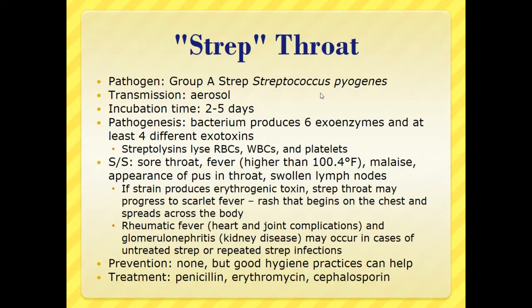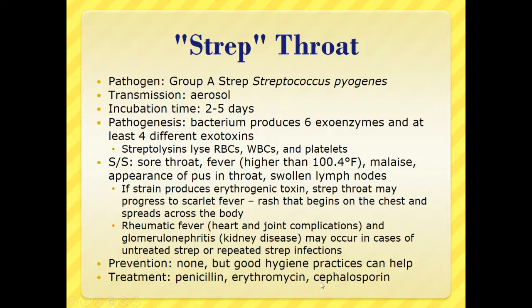Pus in the throat, swollen lymph nodes, swollen tonsils, if the individual still has tonsils. If the particular strain of strep that's causing the strep throat produces a particular type of toxin called erythrogenic toxin, then it can lead to what we call scarlet fever, which is when a rash starts to spread over the surface of the body.